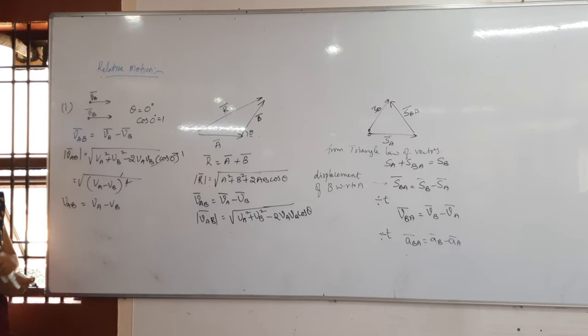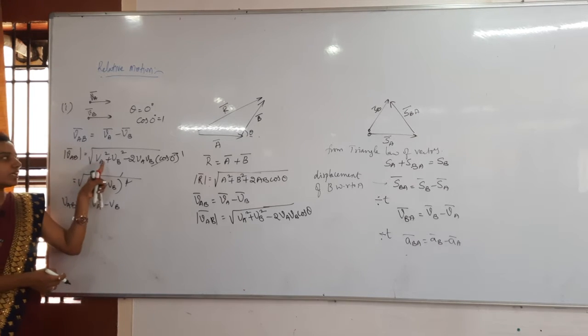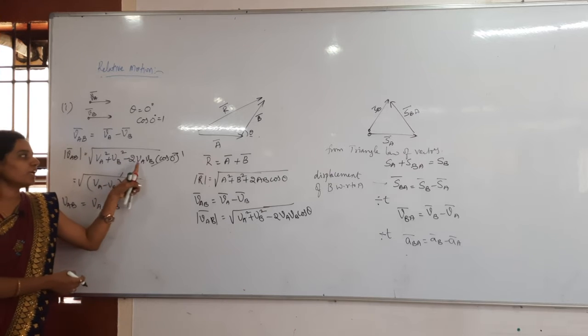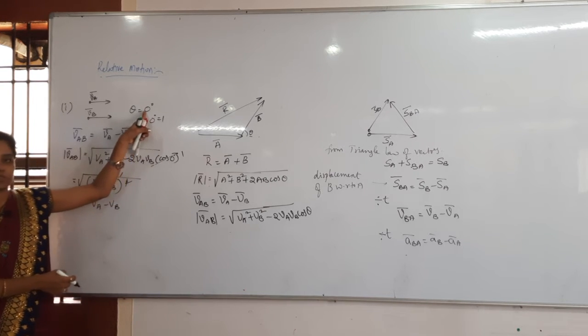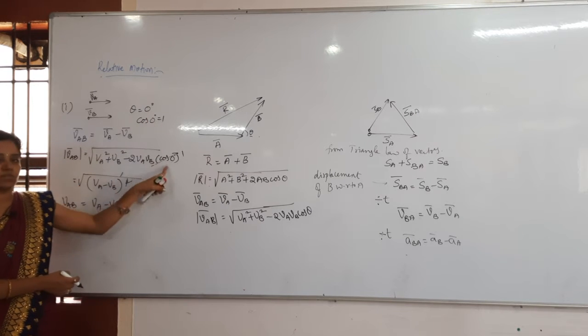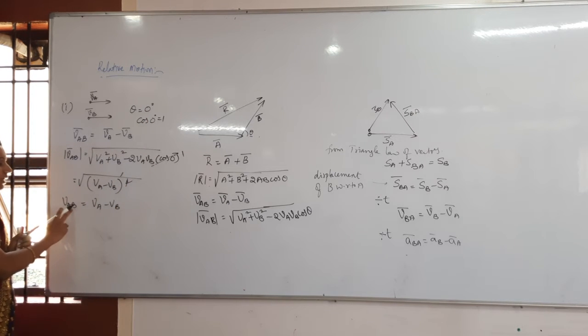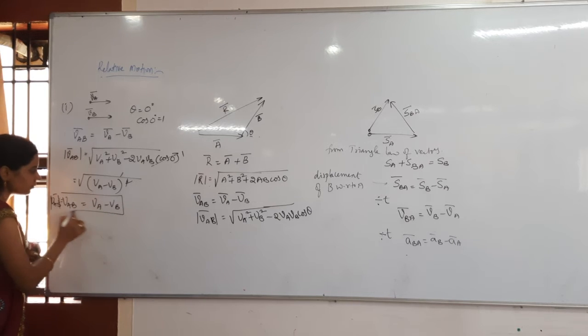For the subtraction of vectors, the modulus of VAB is equal to the square root of VA square plus VB square minus 2 VA VB cos theta. Cos theta at 0 degrees, cos 0, is 1. Then this is simply VAB equal to VA minus VB. This is of course the modulus of VAB bar only. Everything is magnitudes only here. Okay, this is one of the formulas.